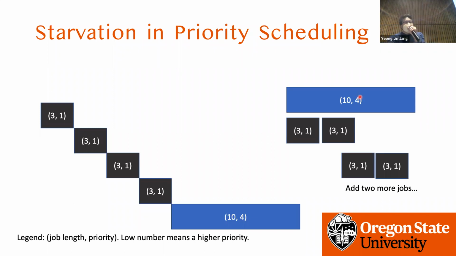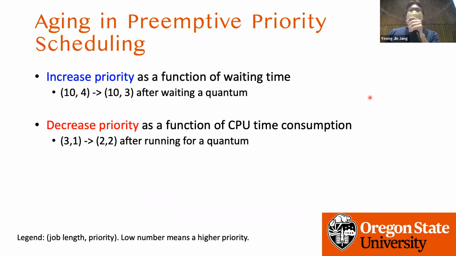One easy way to do that is to reward some processes that have been waiting for a while. So for example, this longer job, time 10, comes with the priority 4. But if this process has waited for 1 time slot or 1 scheduling or something, then we can increase its priority. So from 4 to 3, 3 to 2, 2 to 1, and then eventually it'll be scheduled. That is called aging in priority scheduling.